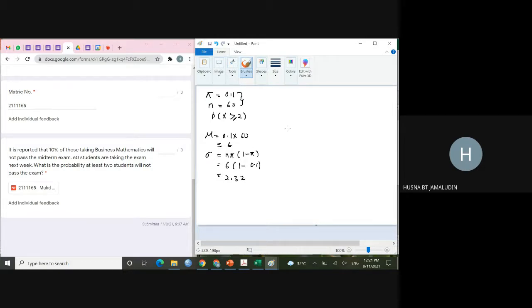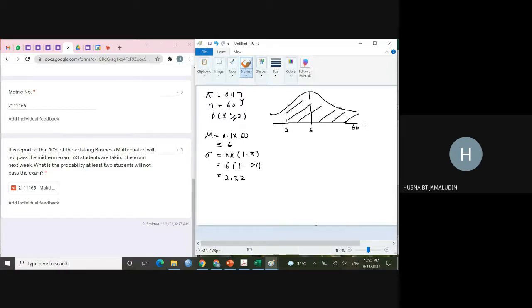Okay, next, what should we do? Perhaps it is better for you to draw a diagram so that you can see the area. The middle is mu, which is 6. Your students can go up to 60. So what is the question asking you? Probability at least 2 students will not pass the exam. So 2 is perhaps somewhere here. At least 2 will not pass, and then you will cover the whole thing, starting from 2 until 60.